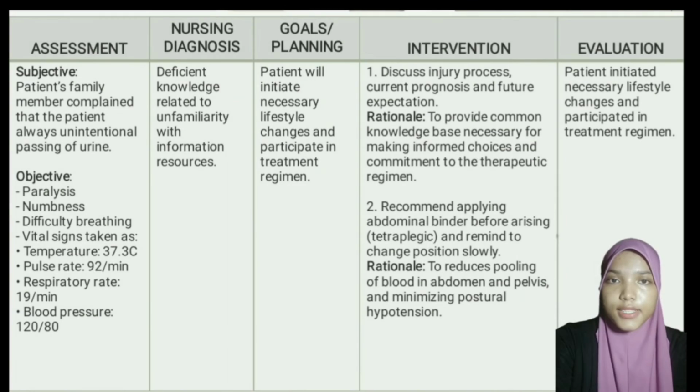The interventions. One, discuss the injury process, current prognosis and future expectations. Rationale: to provide a common knowledge base necessary for making informed choices and commitment to the therapeutic regimen. Two, recommend applying an abdominal binder before raising the tetraplegic patient and remind to change position slowly. Rationale: to reduce pooling of blood in the abdomen and pelvis and minimize postural hypotension.